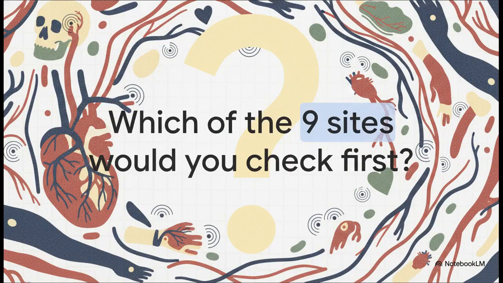So we've just mapped the body from the temporal bone all the way down to the top of the foot. You now have a complete, structured picture of how and why we access the cardiovascular system at these specific checkpoints. Considering everything we've just covered, which of these 9 pulse sites would you confidently reach for first in a critical moment? Keep that anatomical map fresh in your mind.